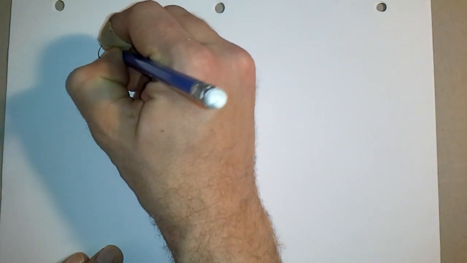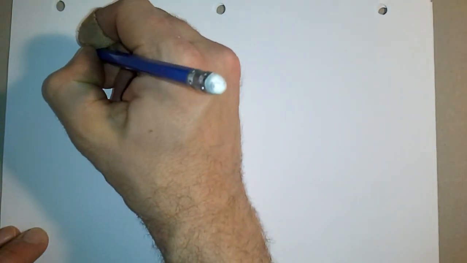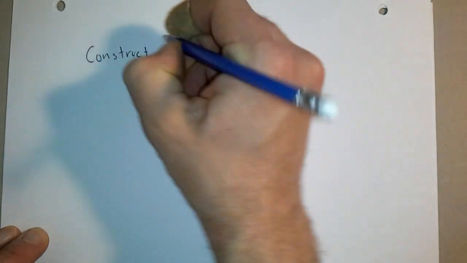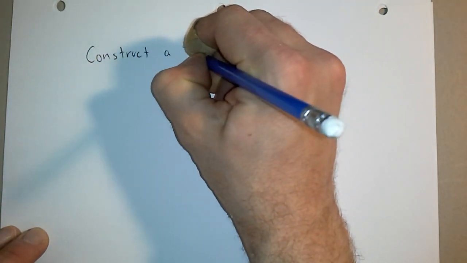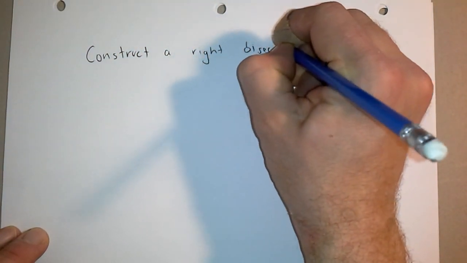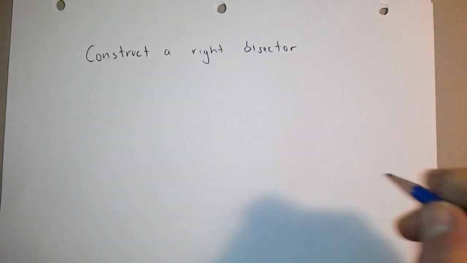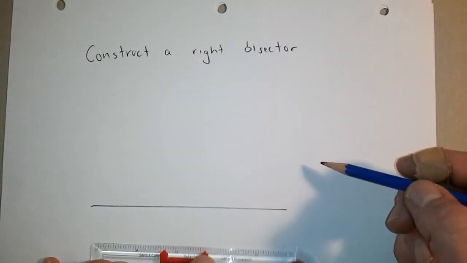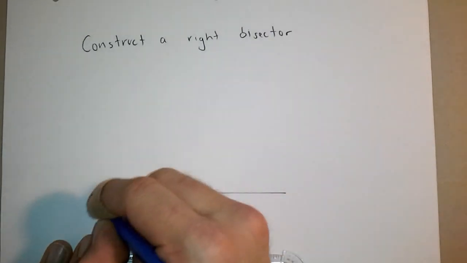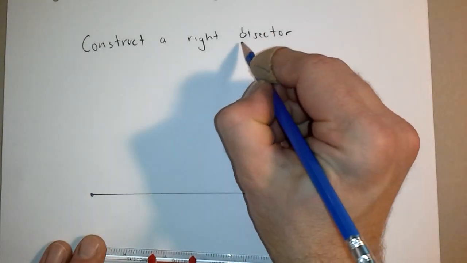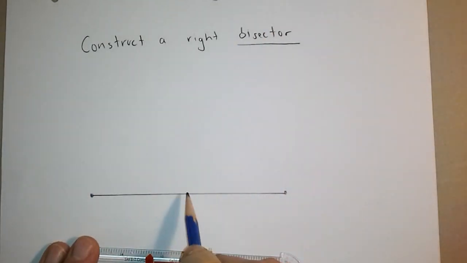So for this video, we're going to construct a right bisector. And that simply means we are going to be taking a line, any line, and we are going to, number one, find the midpoint. That's what the bisector means. Bisector is cut it in half again.